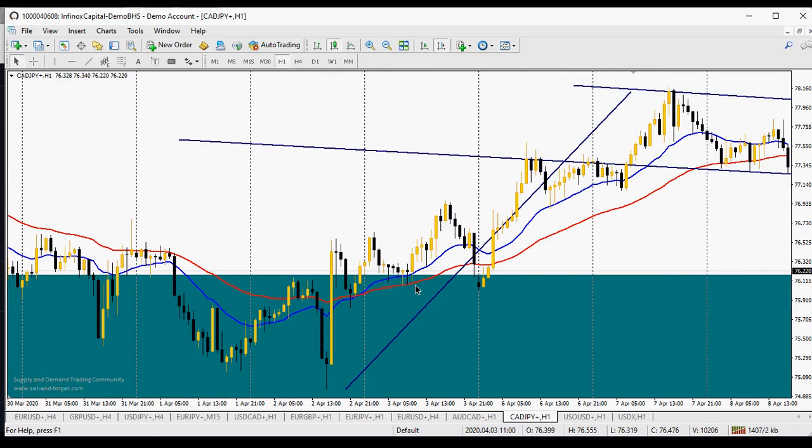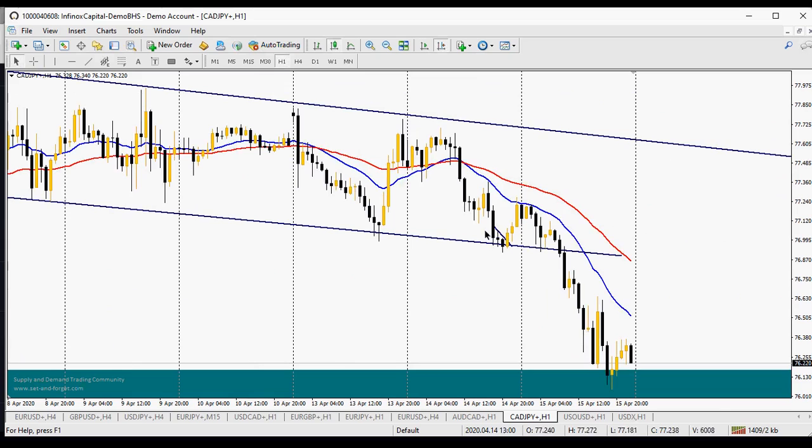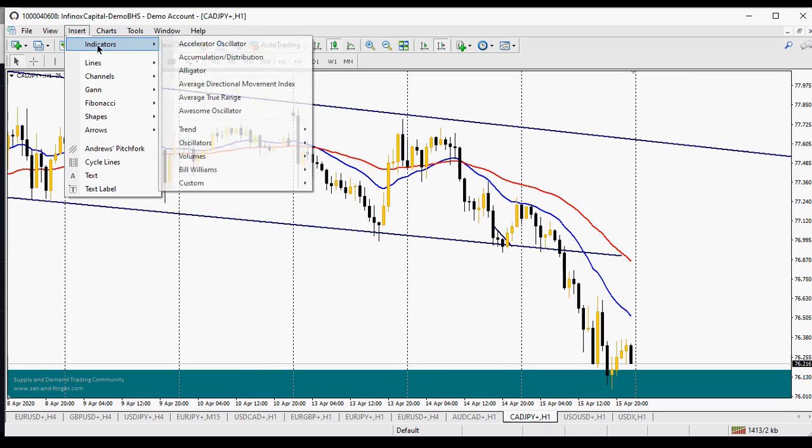You can see the 20 crossed above the 50, and then the market was trending up. So it's actually a trend indicator. It shows the trend of the market. Okay. Now let's look at oscillators.